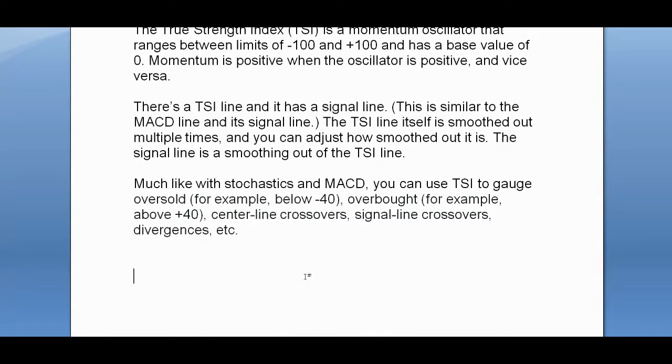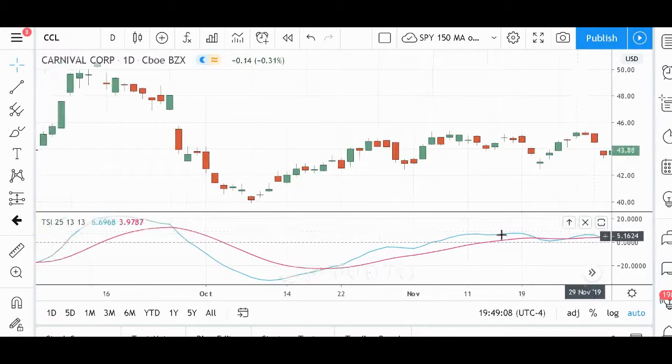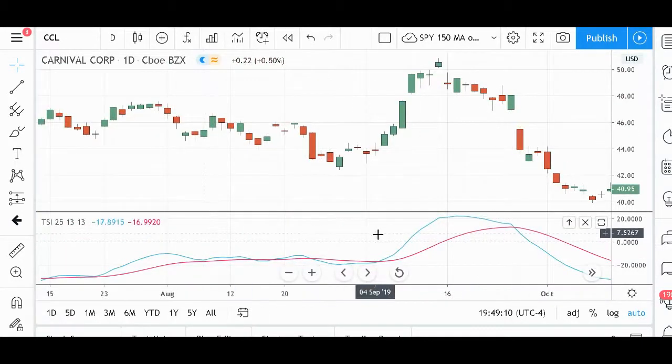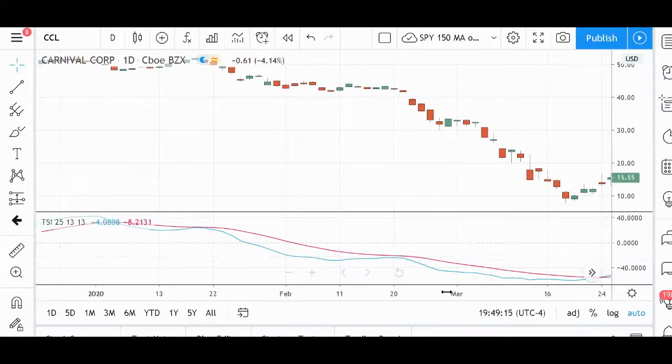So how can you use all of this? Well, much like with stochastics and the MACD, you can use the TSI to gauge certain things like oversold. For example, you might decide that if the TSI line or the signal line, either one, but let's say the TSI line for now, the blue one, goes below negative 40, the stock is oversold, meaning cheap. Maybe it's a bargain even. So you wait for it to go below negative 40. It's not doing it here, but it did it here.